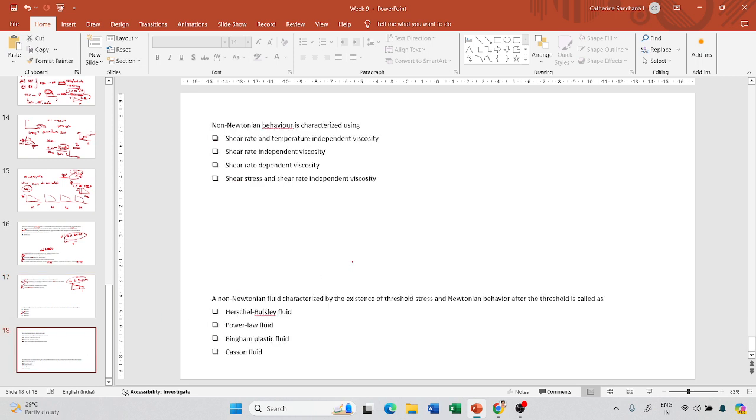So moving on to the next question. Non-Newtonian behavior is characterized by what? So it is easy. We saw that a non-Newtonian behavior is something in which the viscosity depends on shear rate. Right? So it is shear rate dependent viscosity. It is not shear rate independent viscosity. It is not shear rate and temperature independent viscosity. It has nothing to do with temperature. Okay. So you should always talk in terms of shear rate and shear stress and shear rate independent viscosity. No. Okay. So the last question we already saw it last week.